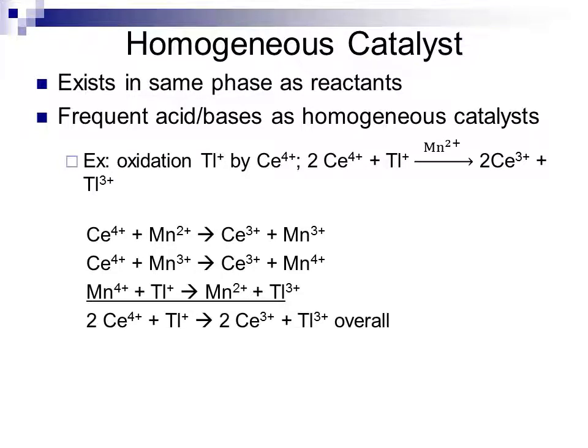The net reaction, because the manganese 3+ and manganese 4+ are both intermediates, which are consumed in the second and third steps respectively, is that manganese 2+ starts and manganese 2+ ends, so it's a catalyst, it's ignored. The cerium 4+, 2 of them on the left, the cerium 3+, 2 of them on the right, tellurium 1+ on the left, tellurium 3+ on the right. The overall reaction is the one that we wanted to accomplish.